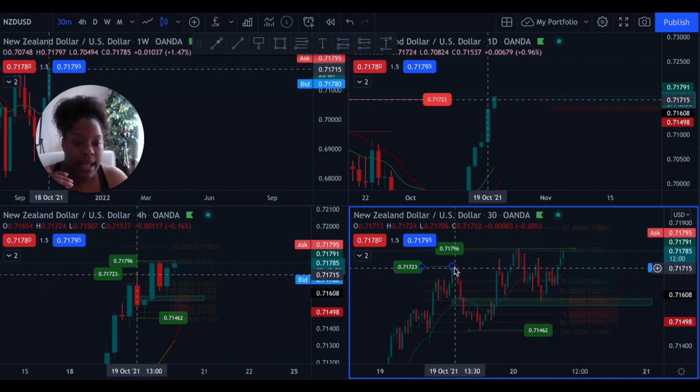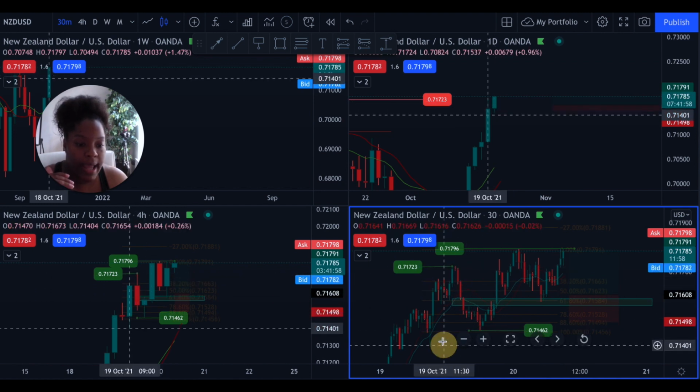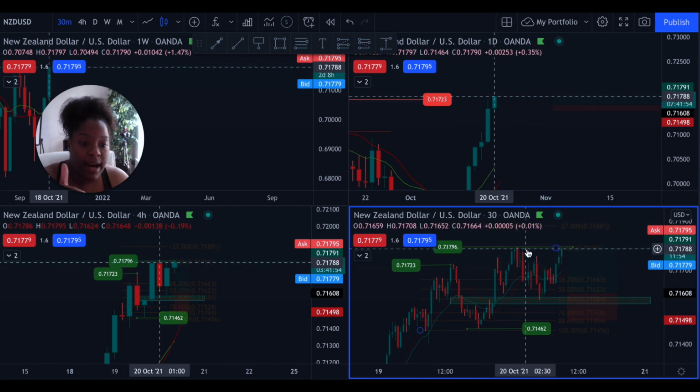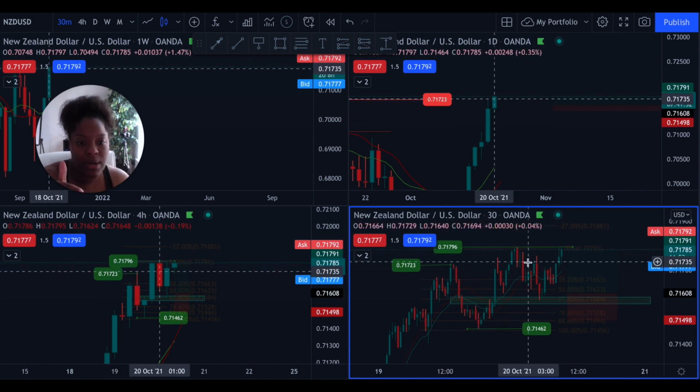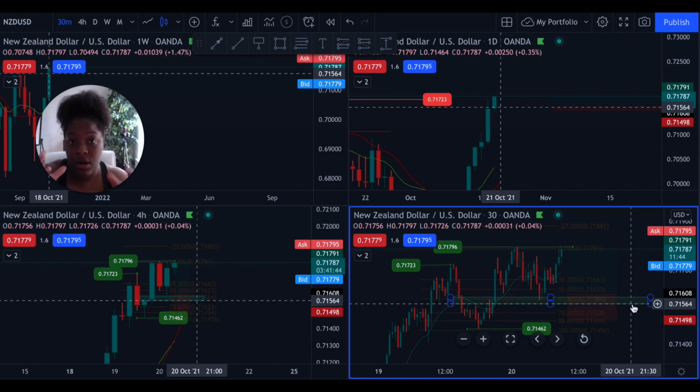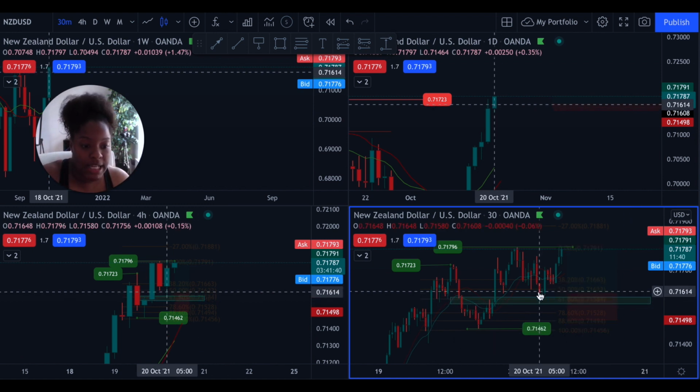You guys can see that we had a higher high, higher low at 0.71462, and then a higher high here at 0.71796. So I needed price to stay above 0.71462, which is where my structure, this is what I call my estimation zone. I estimated that this is where price can pull back for an entry.